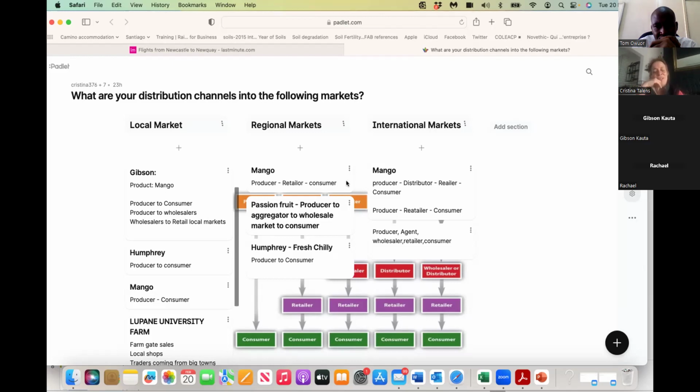Everybody says that. That's true. It's the volume, isn't it? It's the volume and the logistics as well. Okay, thank you. And then here we've got mango, producer, distributor, retailer, consumer. So we can see that in your supply chains, they're getting longer and longer the further away it is. Producer, retailer, consumer.